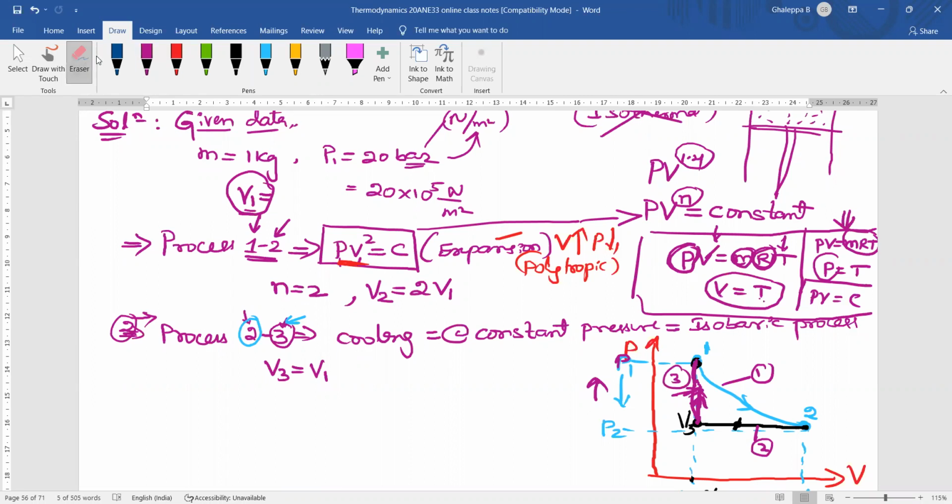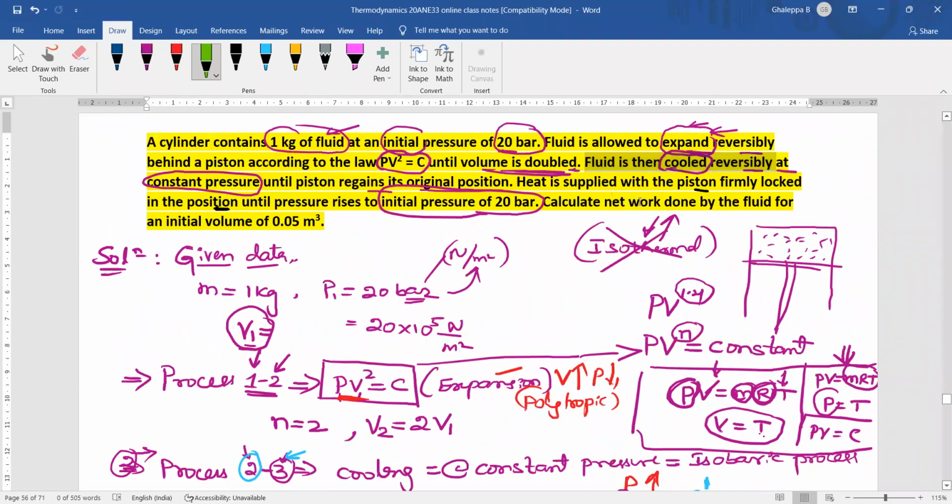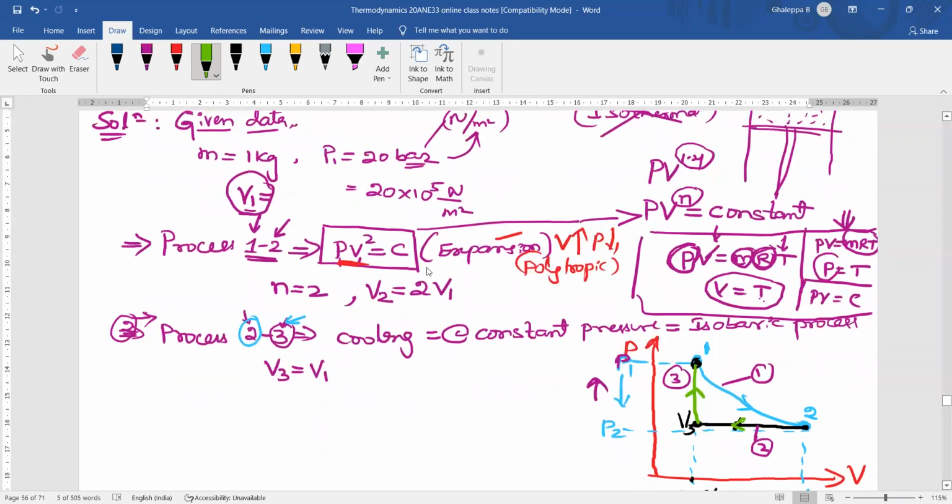Have you understood? Any doubts in drawing the PV diagram? If you have any doubts, you can ask me. Do not hesitate. The third process is vertical. How many processes has he given? There are 3 processes. What he has asked is to calculate the net work done by the fluid. Net work done means total work done.